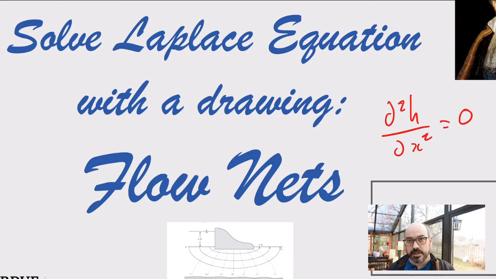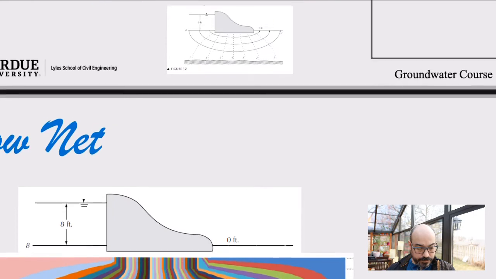So we've seen how to solve this in finite difference. Analytically, we've seen mathematical solutions. Here's a different take on it, and that used to be very useful in engineering. Because with a FlowNet, you can calculate the pressure at any point in the subsurface. You can calculate the flow under a structure. So we'll see an example for a dam. There's a lot of useful quantities you can calculate quickly just by drawing on a domain. And we'll see how to do this now.